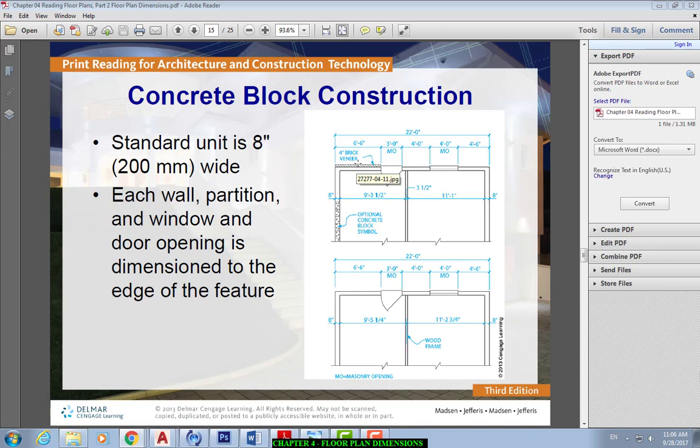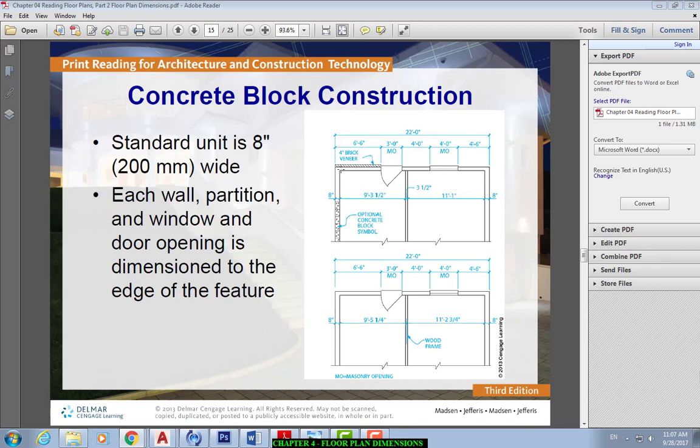The main thing that I want to show you is that when you dimension a CMU building, or usually a commercial building, you're going to dimension... Notice the difference, the way they dimension doors and windows.